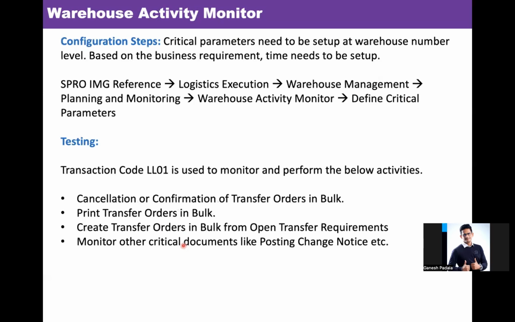Coming to the configuration, there is not much configuration here. We are going to use the standard layout mostly. And configuration wise, we are going to set up define critical parameters. I'm going to show you how to maintain the critical parameters. The transaction code is LL01, which is used to monitor the different things which we discussed earlier. For illustration purposes, you can cancel multiple transfer orders or confirm multiple transfer orders in bulk, or print transfer orders. These things you can definitely plan.